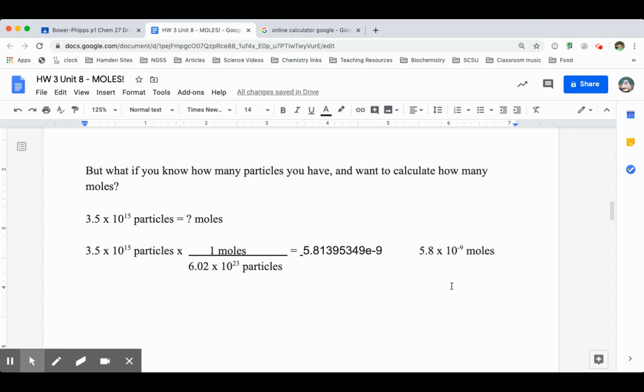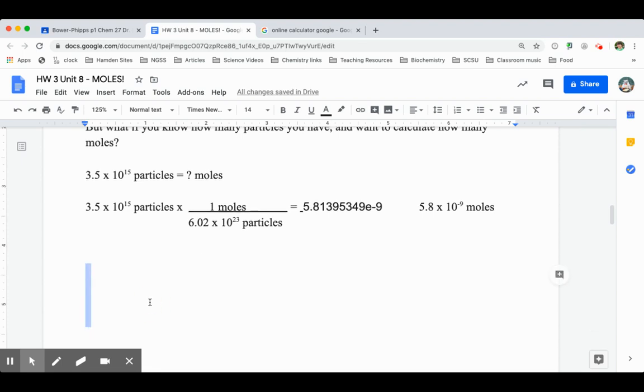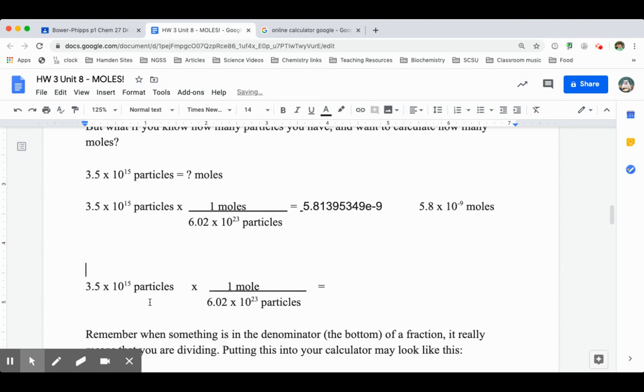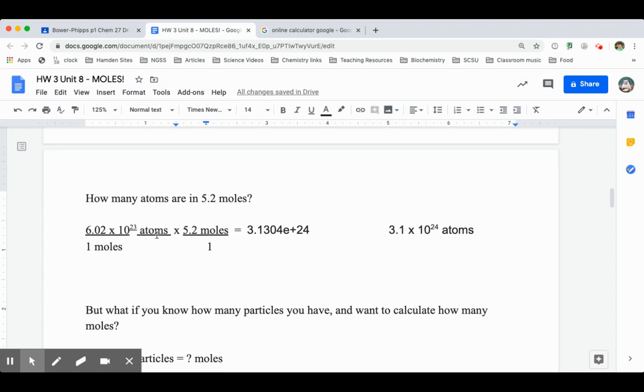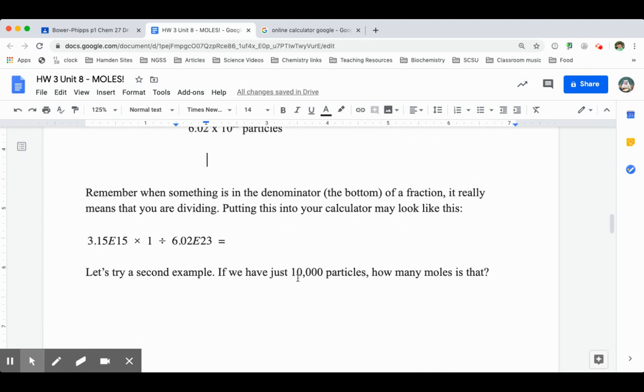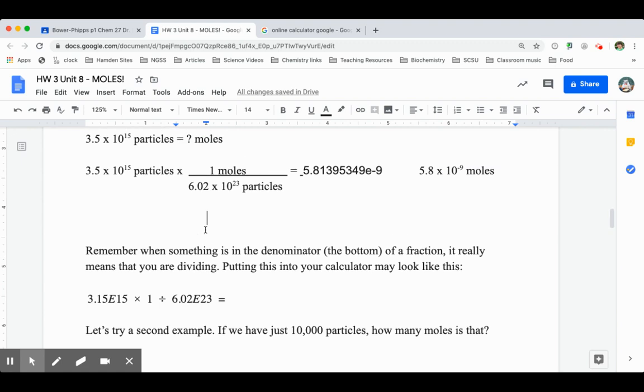This means that we don't even have 1 mole. We have a tiny, tiny, tiny amount. So if you're trying to go from particles to moles, you divide by particles. If you're trying to go from moles to particles, then you're multiplying by 6.02 times 10 to the 23rd. So remember, putting something in the denominator means that you're dividing. So 3.5 times 10 to the 15th divided by that many particles.